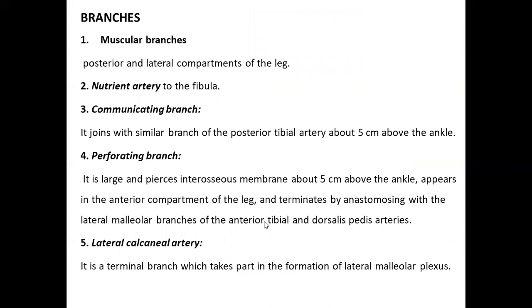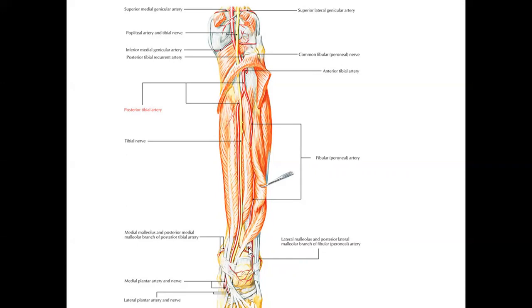So what are the different branches of this artery? We have muscular branches that go to the posterior and the lateral compartment of the leg. We have nutrient artery to the fibula. We have some communicating branches. We have perforating branches. Perforating branch which is large and pierces the interosseous membrane about 5 centimeter above the ankle joint. Here you can see here.